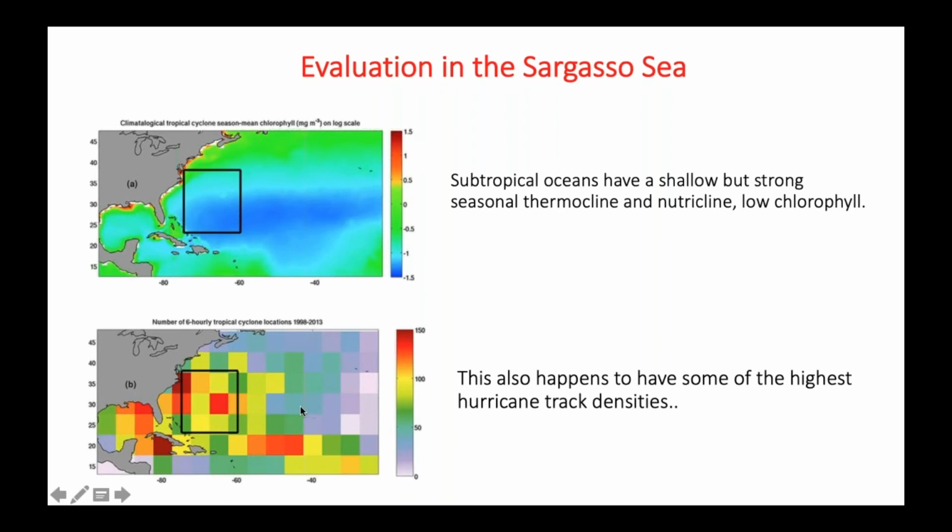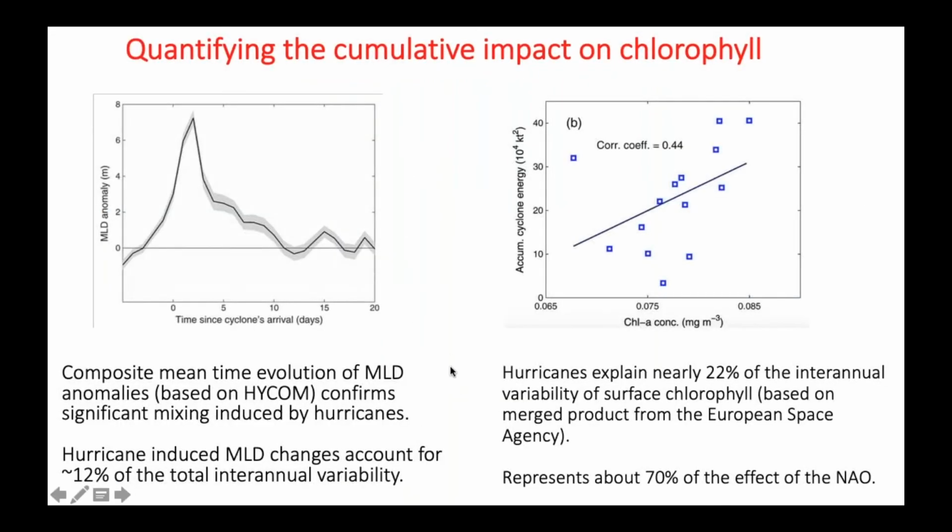So in this map, we show the climatology of Atlantic hurricane track density. As you can see, in this region, you have some of the highest track densities found in the Atlantic. So this makes it very appropriate to test our theory that hurricanes can have significant cumulative effects on chlorophyll. To do this, we first looked at the impact on the upper ocean mixing induced by hurricanes. We used the mixed-layer depth as a proxy for the depth of mixing induced by hurricanes.